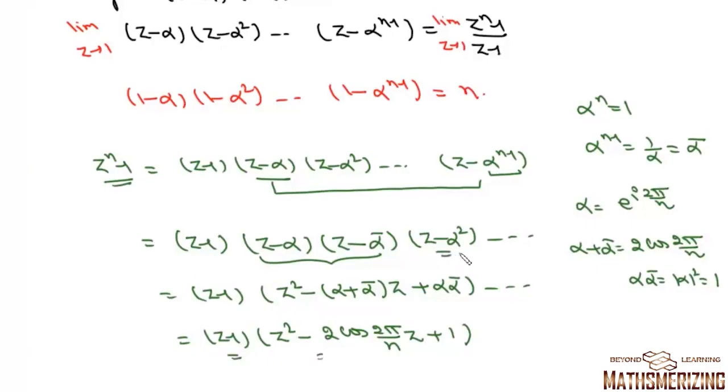In the same way, we can do it for z minus alpha square also. That one will be z square minus 2 cos 4 pi by n z plus 1. So we'll also be using this corollary while solving the problems.